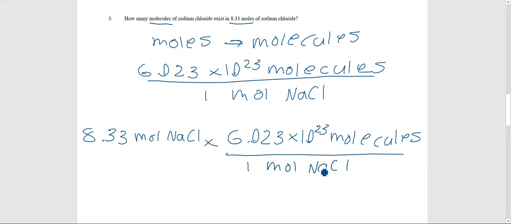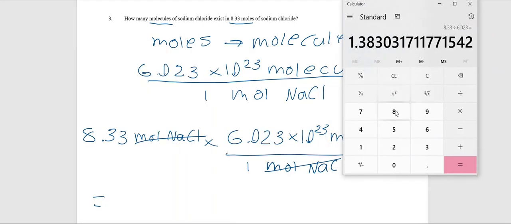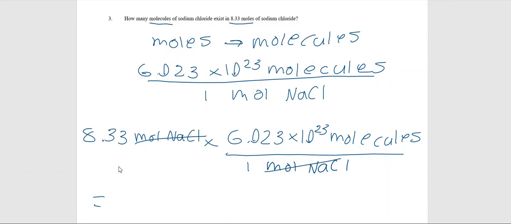And so moles of NaCl divided by moles of NaCl are both going to cancel out, and the unit that you're left with is molecules, which is exactly what we're looking for. So the math behind this, it's going to be 8.33 times 6.023, and then you tack on that times 10 to the 23rd at the very end. So we'll just plug that in, 8.33 times 6.023, and you get 50.2. So the final answer should be 50.2 times 10 to the 23rd molecules.